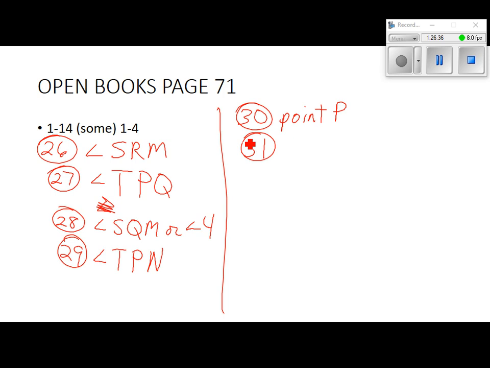31, a point on the exterior of angle MRT. So if you trace angle MRT in your book, take your pencil or your finger, whatever, trace angle MRT. And we want some point that's on the outside of that angle. Probably the easiest one is point Q.